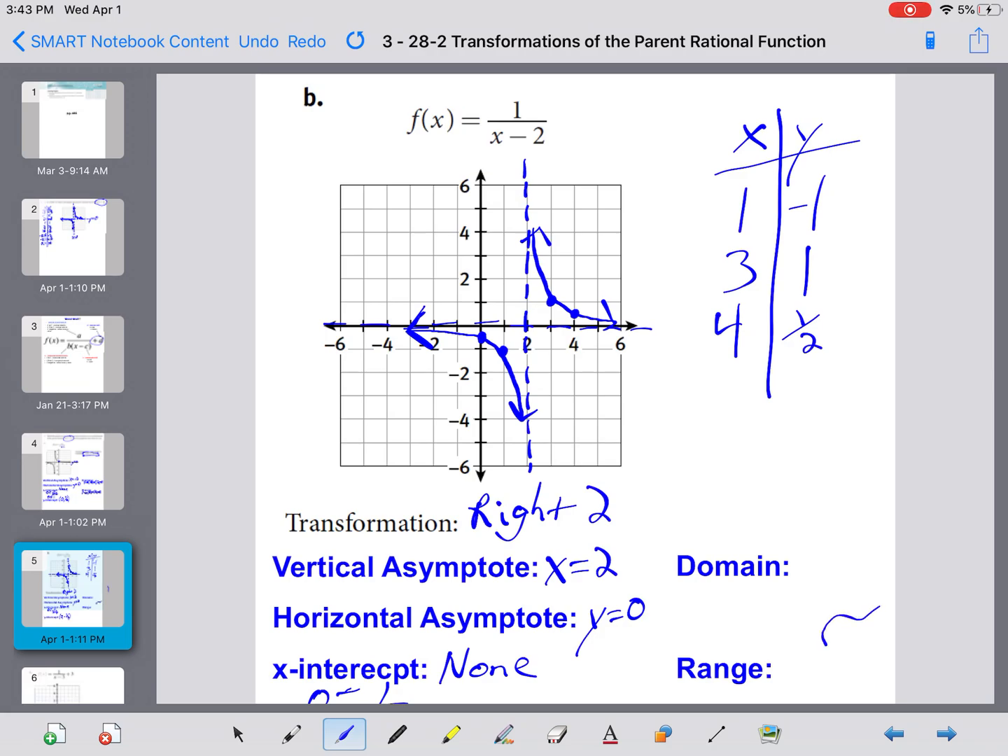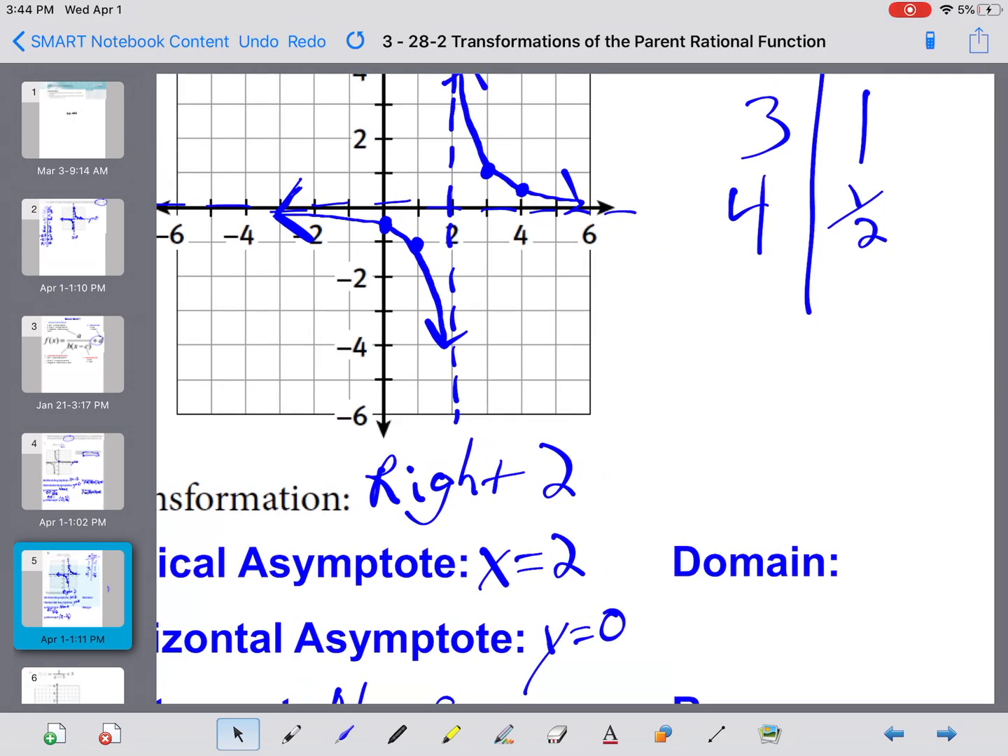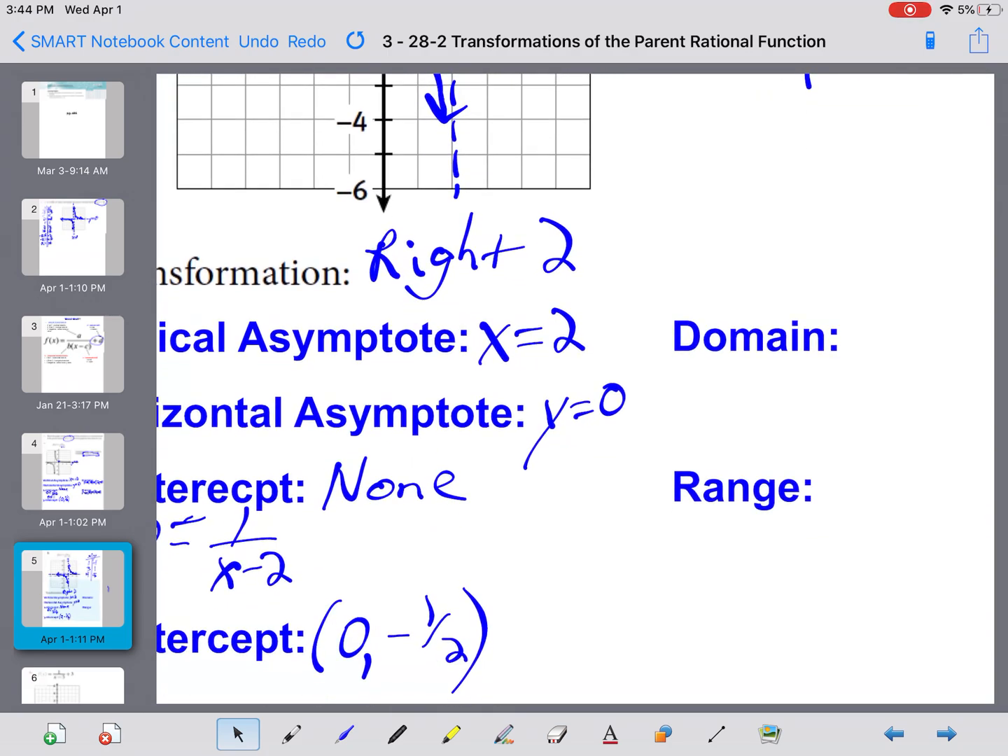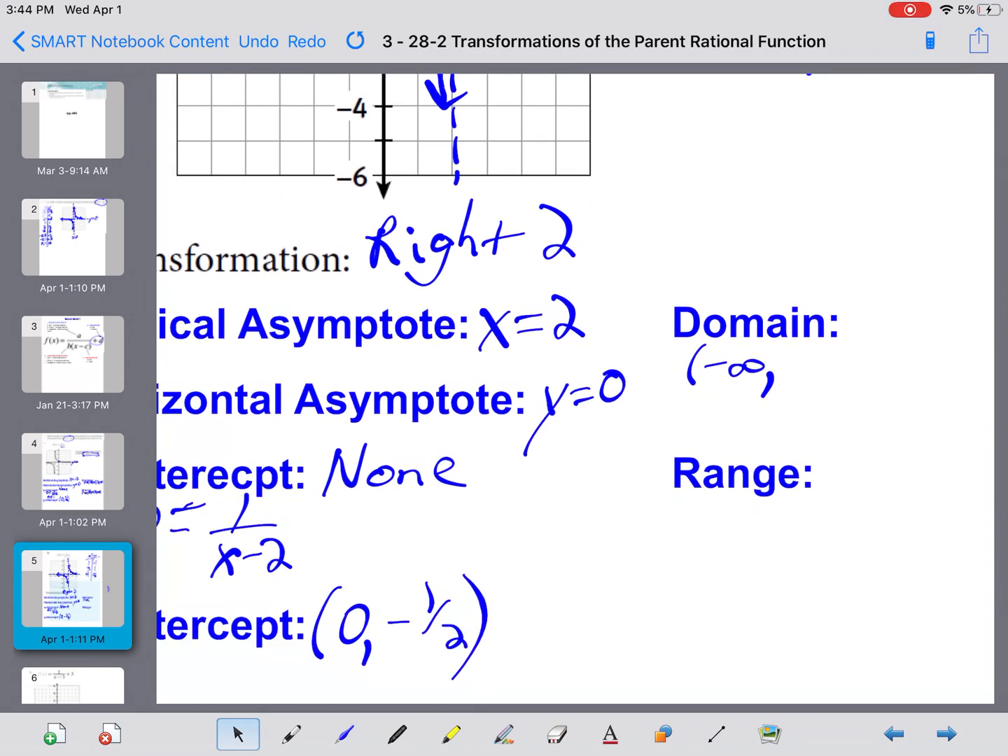Let's go back and do the domain and range. Domain and range is always easiest to do at the end, working left to right. We have to skip over my vertical asymptote, and working up and down, I have to skip over my horizontal asymptote. So domain here goes negative infinity all the way. My vertical asymptote is at 2. So negative infinity to 2, union 2 to infinity.